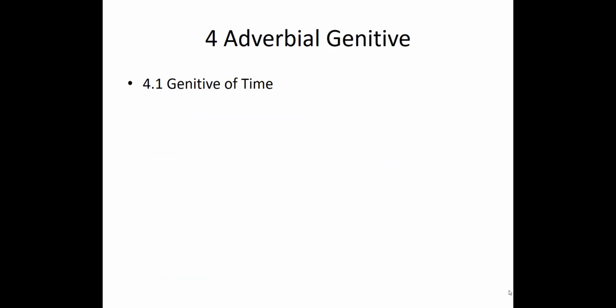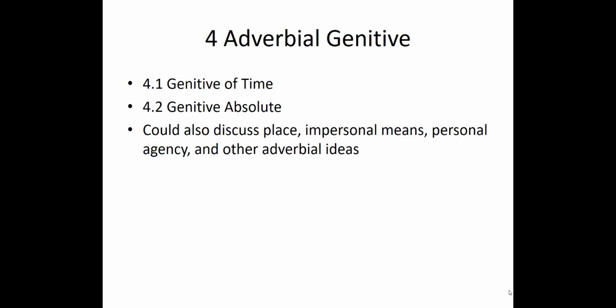Now to our fourth main category, adverbial genitives. Here we want to look at the genitive of time and something called Genitive Absolute. If you can think of any other type of verbal idea, genitives can do that sort of a thing. So we could discuss genitives of place, genitive of impersonal means, something impersonal by which you accomplish something, personal agency, the person who's accomplishing something, and other adverbial types of ideas. But we'll limit it simply to genitive of time and genitive absolute. But again, know that sometimes you're going to need to compare syntax volumes to look at other options for a particular text. Genitive of time.